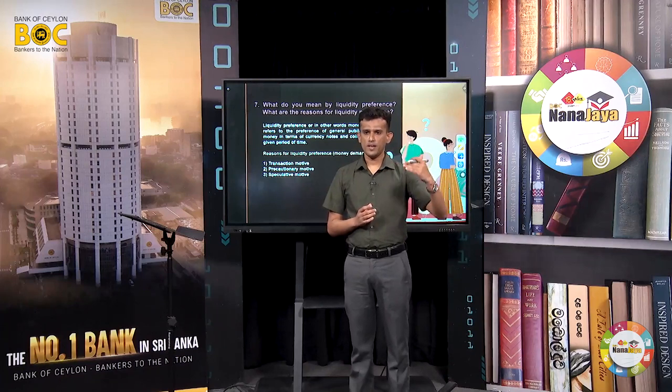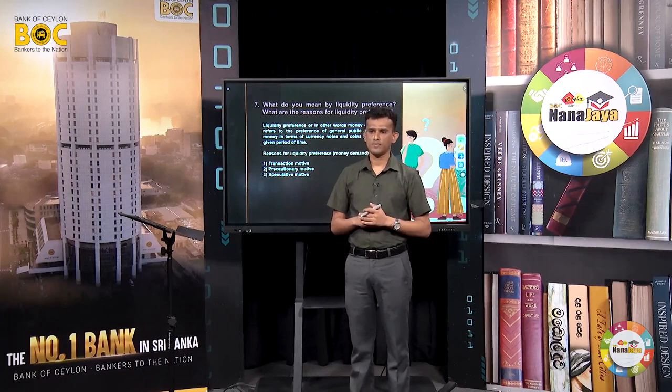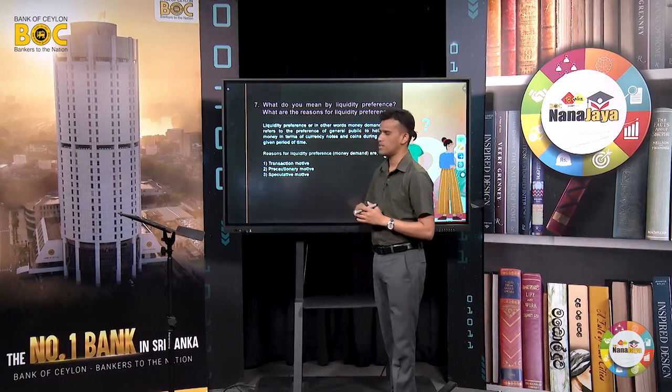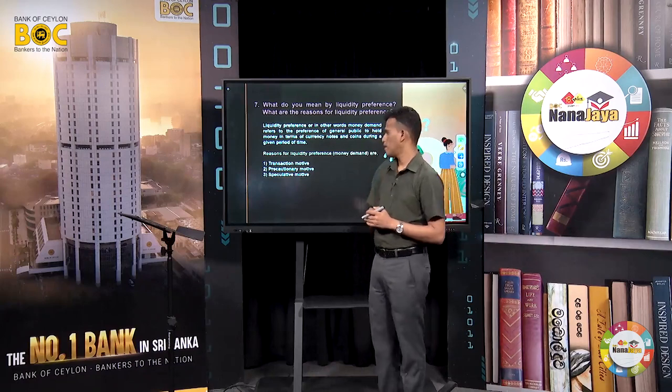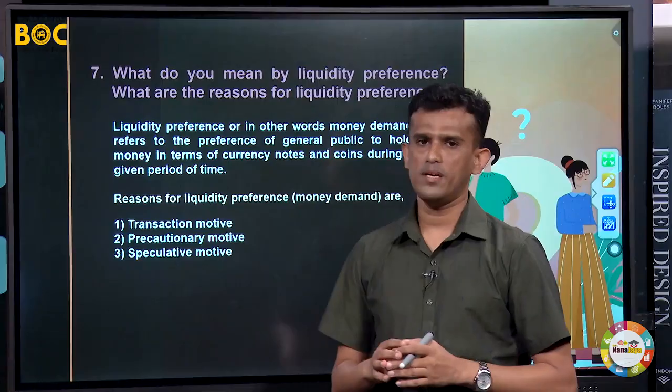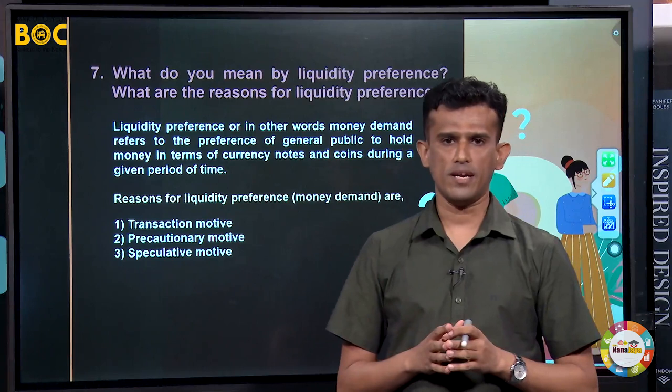When the level of income decreases, the precautionary motive money demand goes down. That is what is meant by the precautionary motive money demand. And then what do we mean by the speculative motive money demand?